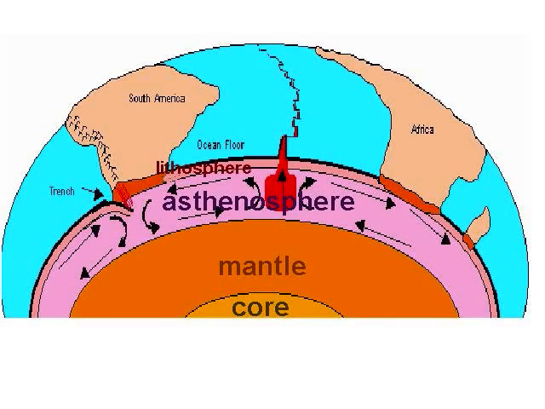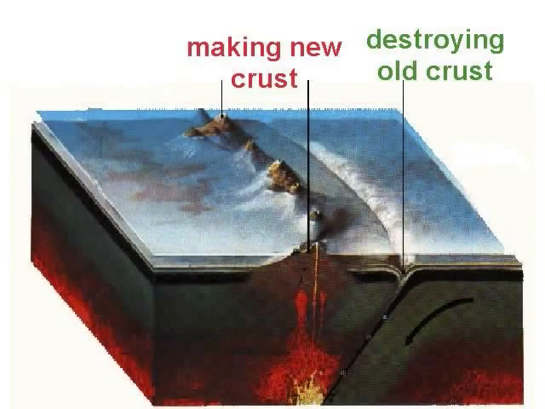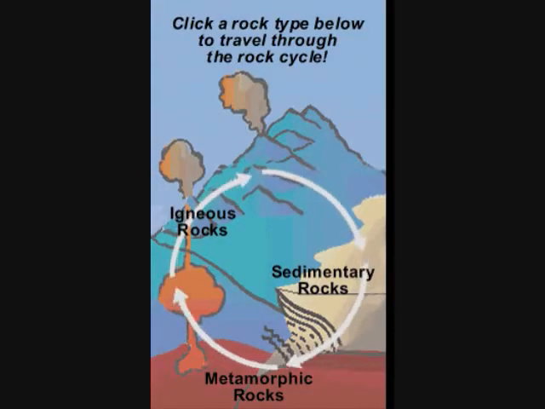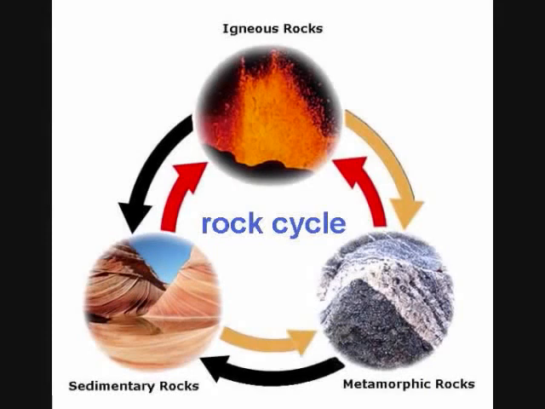In some places, new crust is being made, and in some places, old crust is being destroyed from the moving plates. This is part of the rock cycle. Sometimes new rock is being made, sometimes old rock is being destroyed. So the rocks, over millions of years, are always changing.